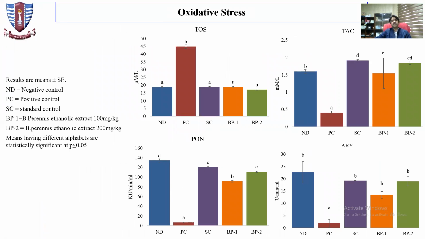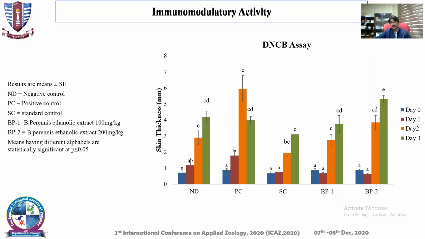If we talk about oxidative stress, it comprised very interesting results. The total oxidant status was significantly reduced in all the treated groups as compared to the positive control. Similarly, total antioxidant capacity was significantly increased in the treated groups as compared to the positive control. The peroxidase and aryl esterase enzyme activity was also similar to the total antioxidant capacity. It was significantly increased in all the treated groups, which shows the good antioxidant effect of this plant ethanolic extract.